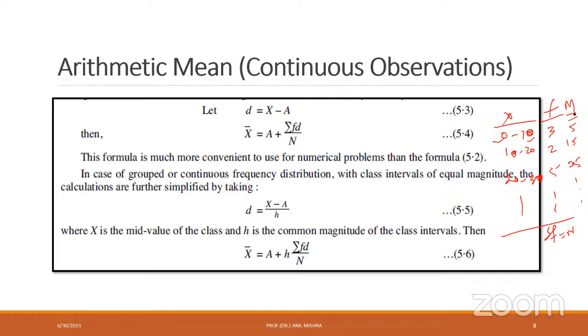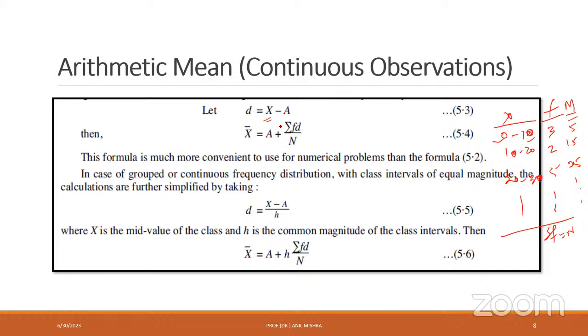Deviation means we have to take, first of all, x, which stands for the midpoint, right? And we have to take into account a. A is the assumed mean. So we have to calculate using the assumed mean. We have to take any one. Let's say it is given to you 5, 15, 25, 30, 35, and 45. Like that way it is given to you.